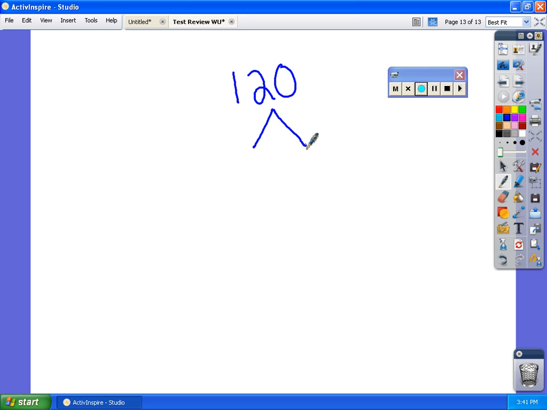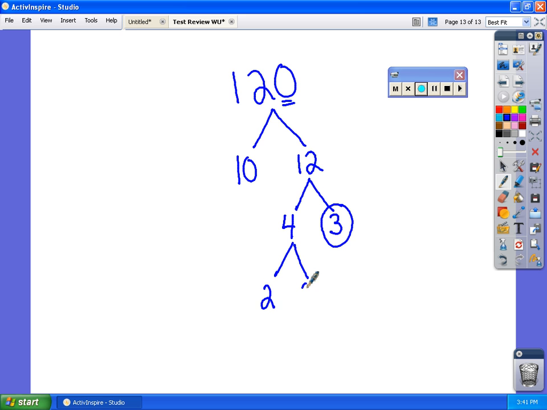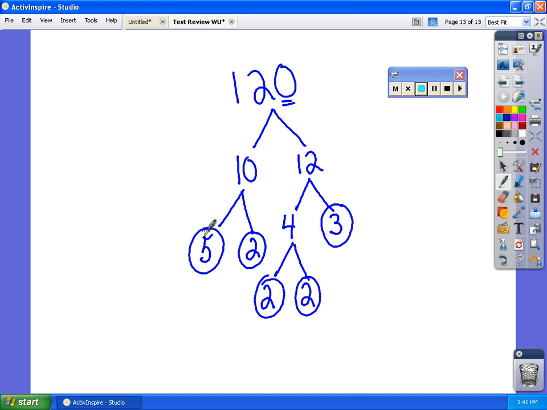Well, let's start off with, it's a 0 on the end, so whenever there's a 0, I know it's 10 times something. So 10 times 12. Neither of those are prime, so I'm going to go into 12 is 4 and 3. Well, 3 is prime, but 4 can break down into 2 and 2. Well, now the 10 on this side can also break down into 5 and 2, which are prime factors. So the prime factorization of 120, you can get to 120 by doing 2 times 2 times 2 times 3 and times 5.